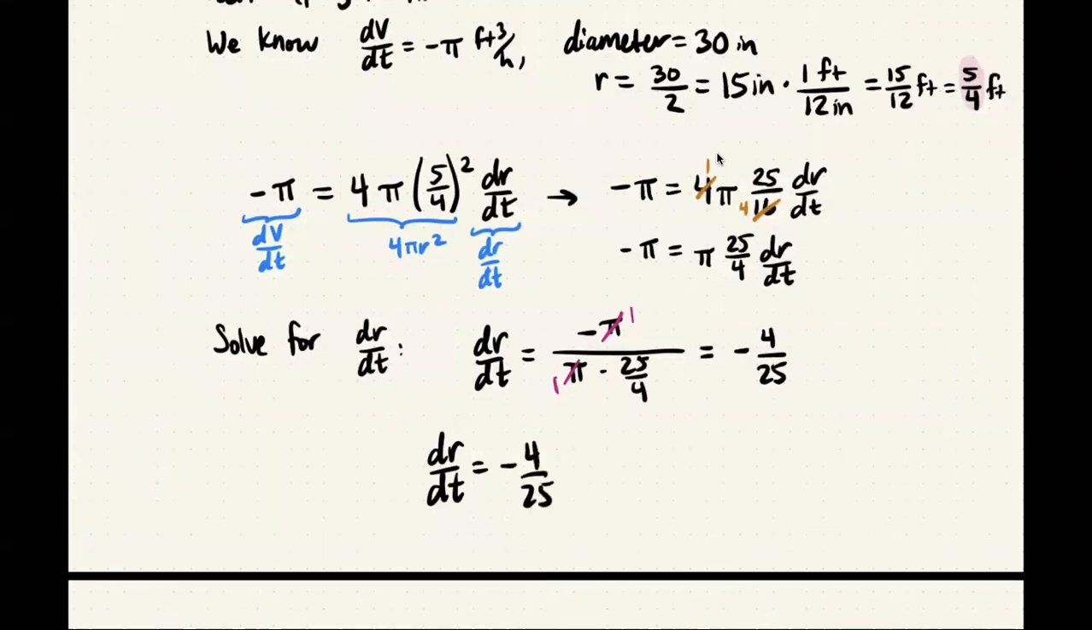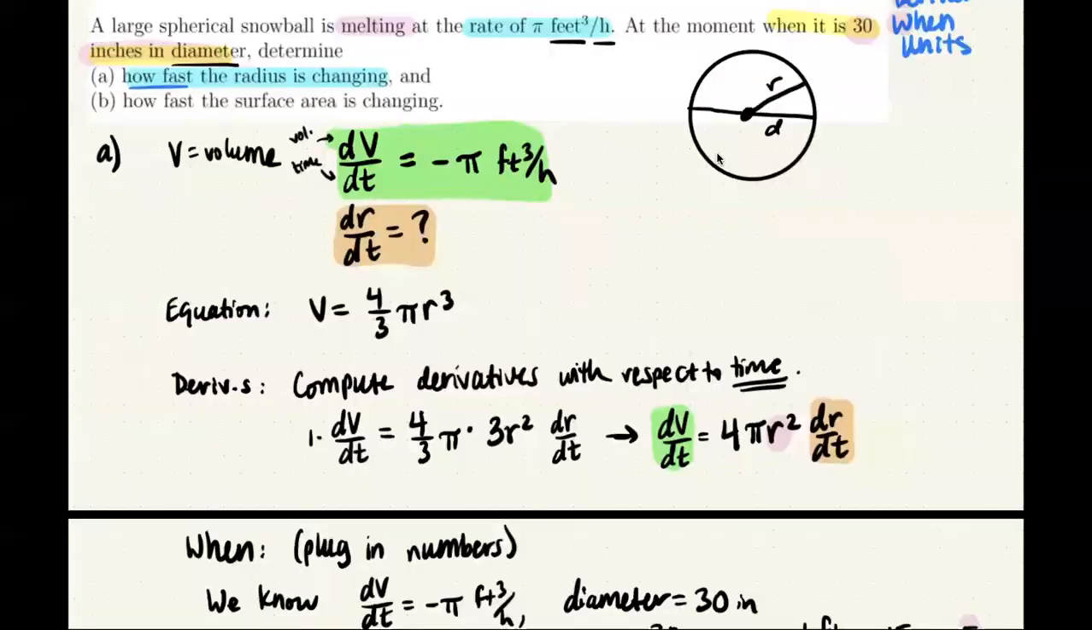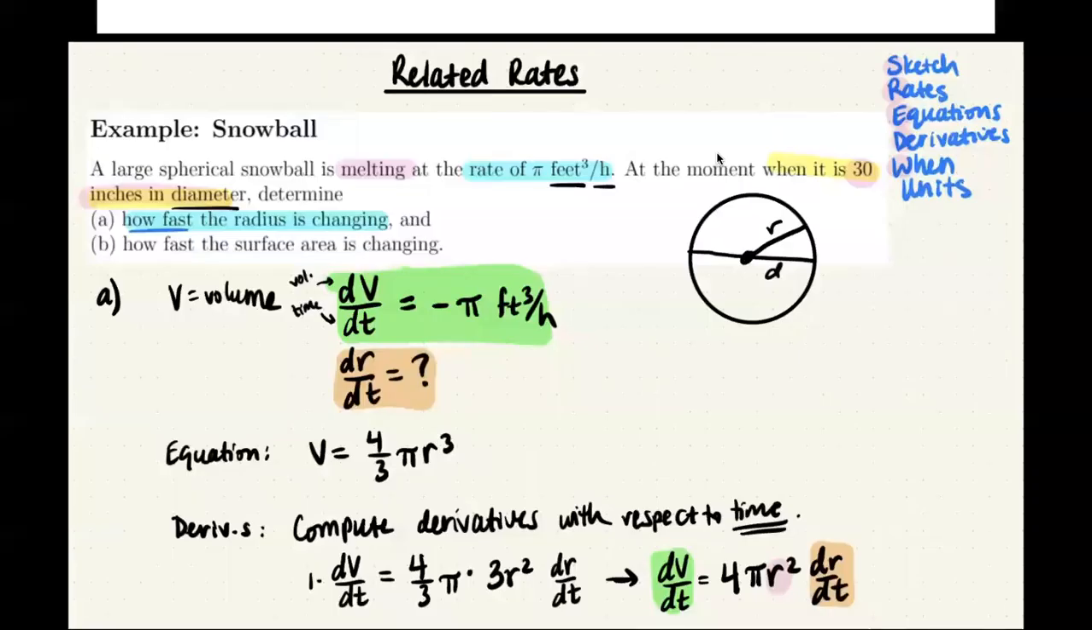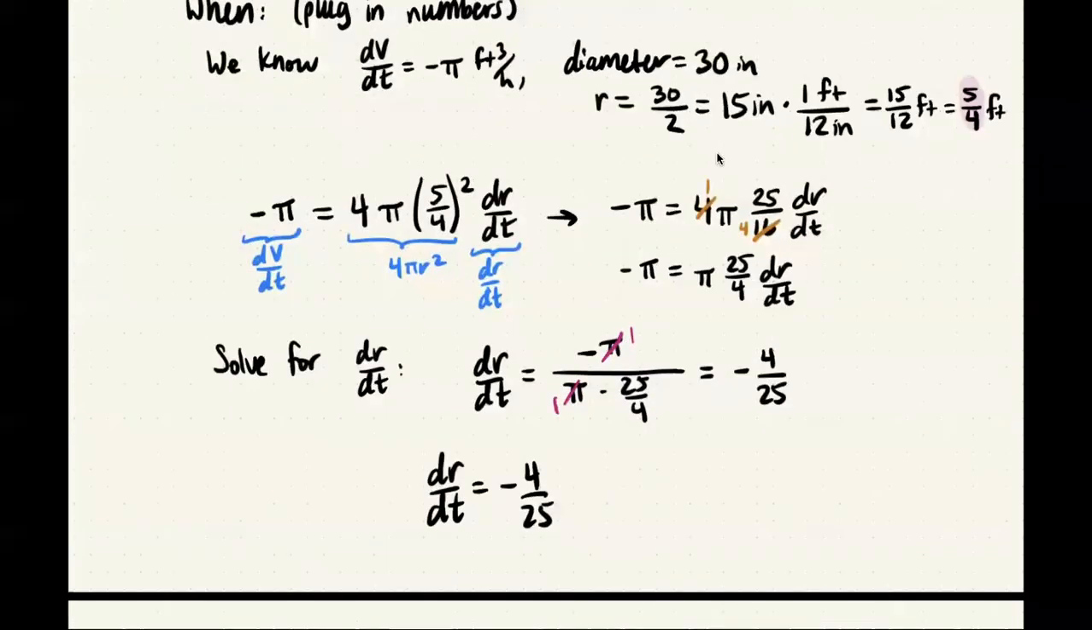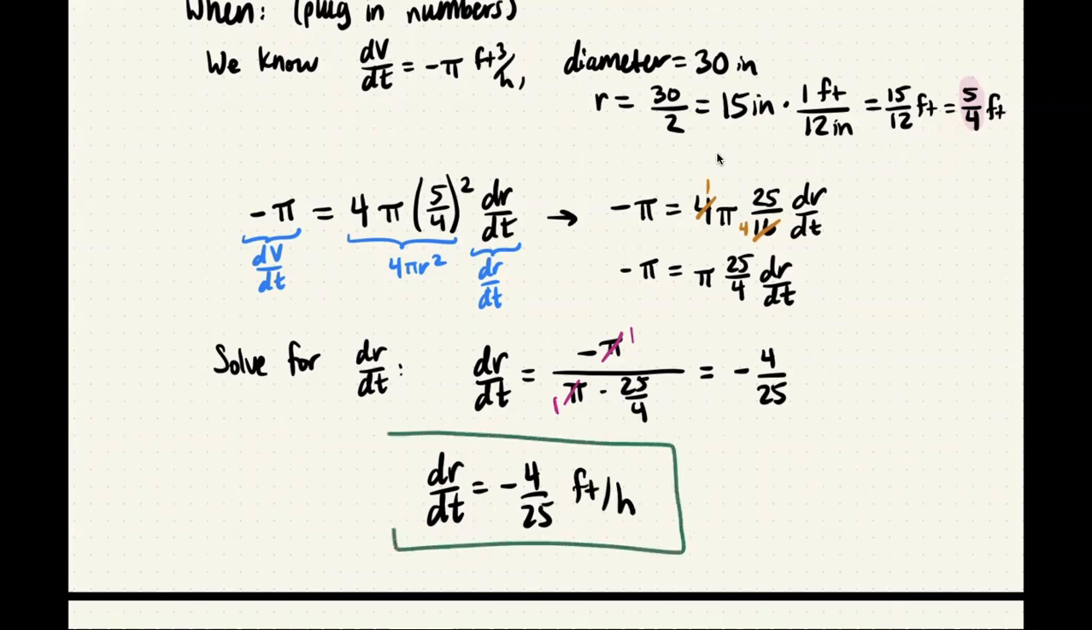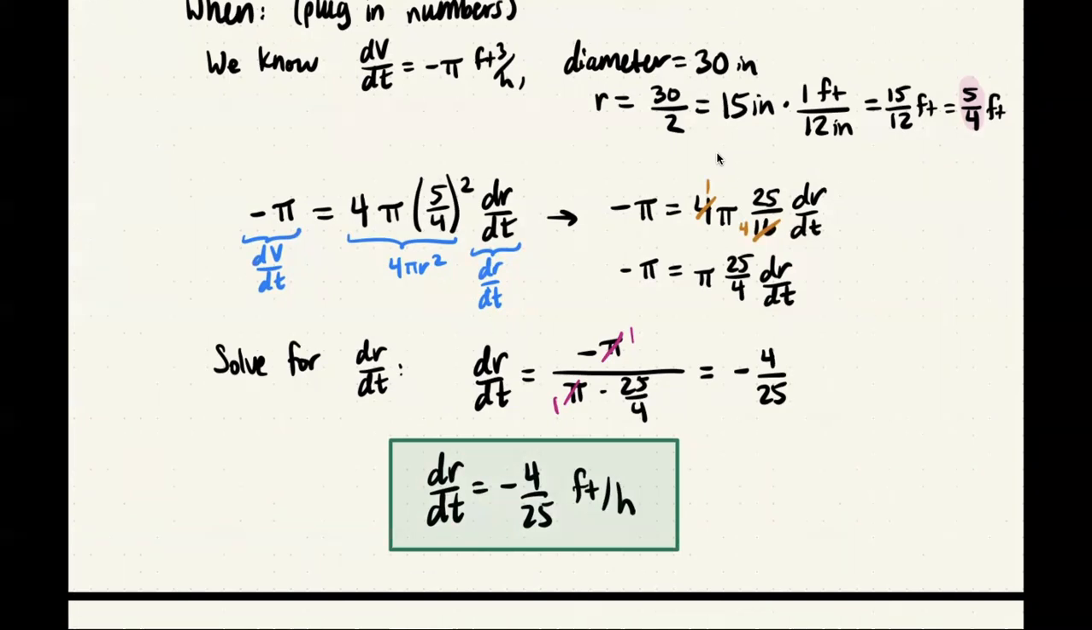And the last step of that acronym, let's go back up here, is the units. I need to make sure my answer has the right units. Let's go back down here. The units of dr/dt, well, the radius is in feet, and the time t is in hours, so this is going to be feet per hour. And that is our answer for part A. The radius is changing at a rate of negative 4/25 feet per hour. It's getting smaller.